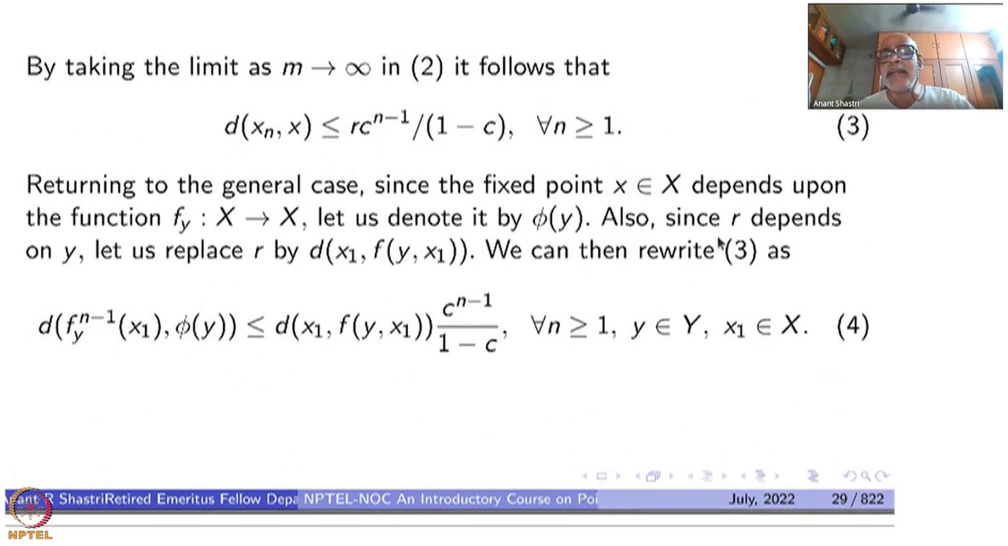We can then rewrite this as the distance between, you see, this now x_n is f_y^(n-1) of x1, and phi y is the limit point here, the fixed point here. It is less than or equal to the distance between x1 and f of y, x1, this is r, times c^(n-1) by 1 minus c. This is always independent of y. The constant c is independent of y. Remember that. For every n greater than or equal to 1, y in Y, x1 in X. So this is the inequality which you have.